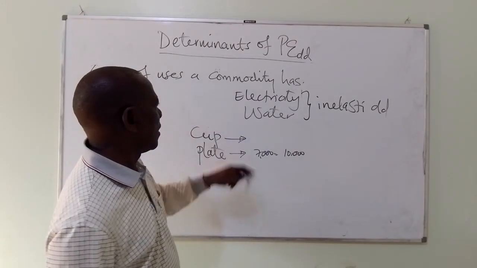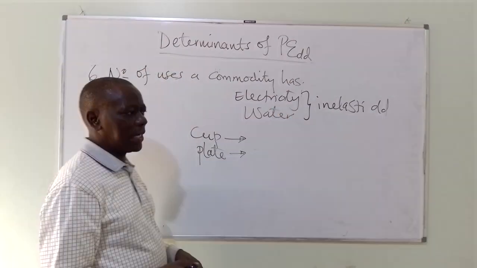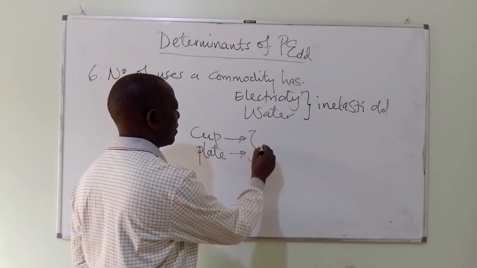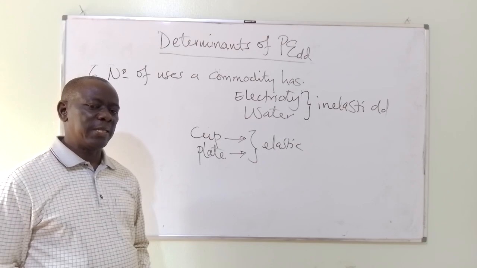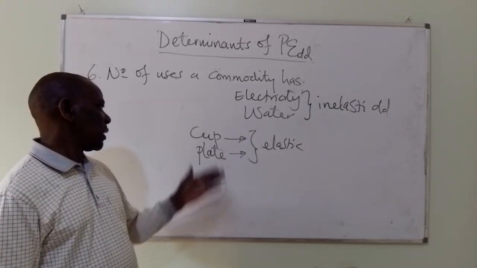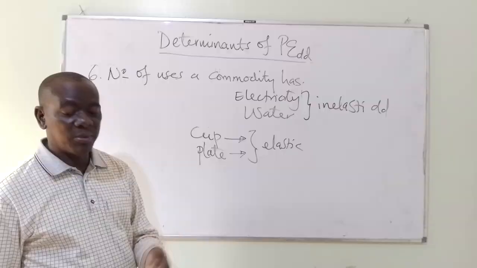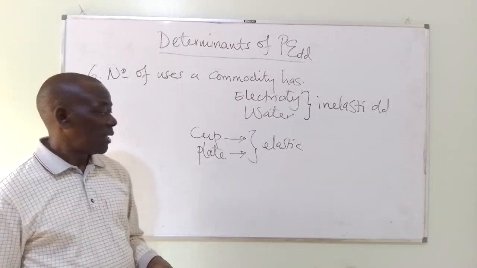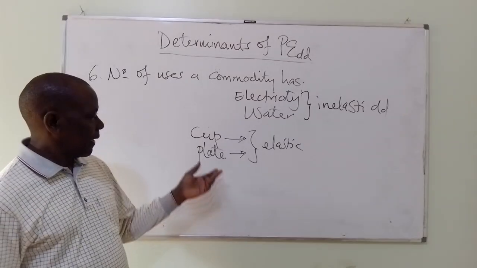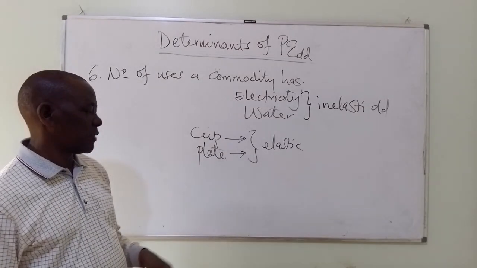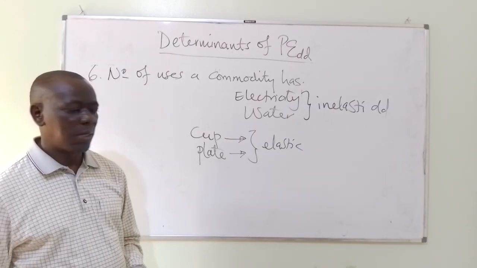Number of uses, and we say, we have not concluded on this. We say these two have inelastic demand, while these two have elastic demand. The demand for these two products is elastic. Why? Very few uses. A cup is to drink water and drink tea. Sometimes you may not even be allowed to take alcohol using a cup. So it may not be used, and it has fewer services, fewer purposes. Even a plate, only using it to eat.